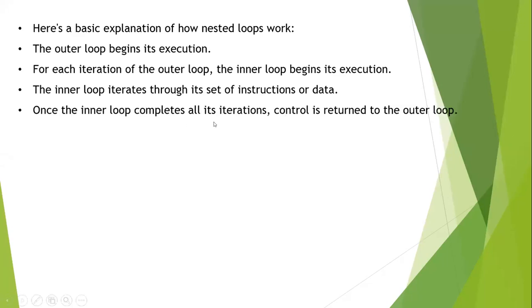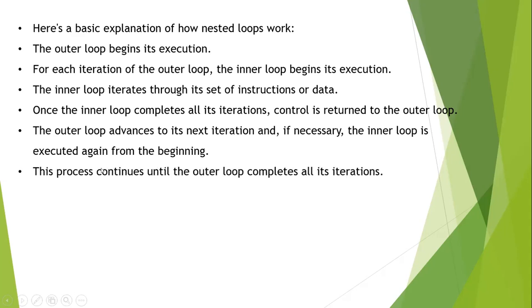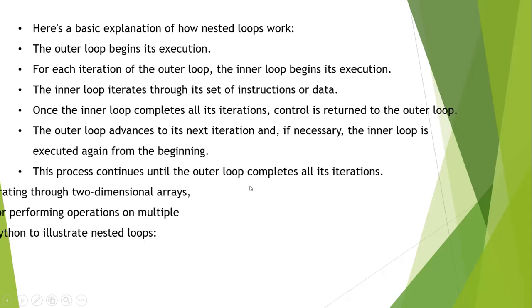Once the inner loop completes all its iterations, control is returned to the outer loop. Remember, the inner loop will complete whatever operation is given to it, to print any number, to perform column work. So the inner loop always works on columns. The outer loop advances to its next iteration, and if necessary, the inner loop is executed again from the beginning. This process continues until the outer loop completes all its iterations.